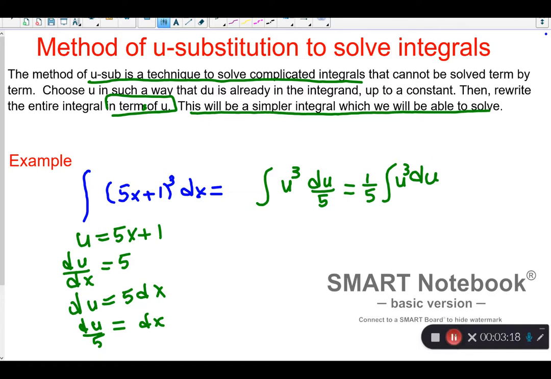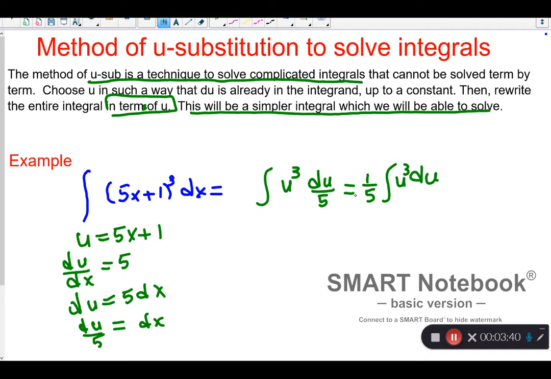And along the way, what we had to do was decide what part of this integrand is going to be called u, and then over here temporarily we differentiated u so we can get dx written in terms of the u variable. So we differentiated u, and then from there we solved for dx, and we were able to come back and replace dx by du over 5.